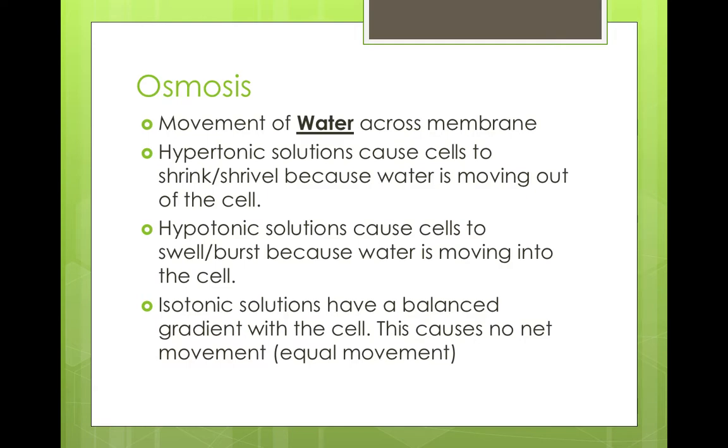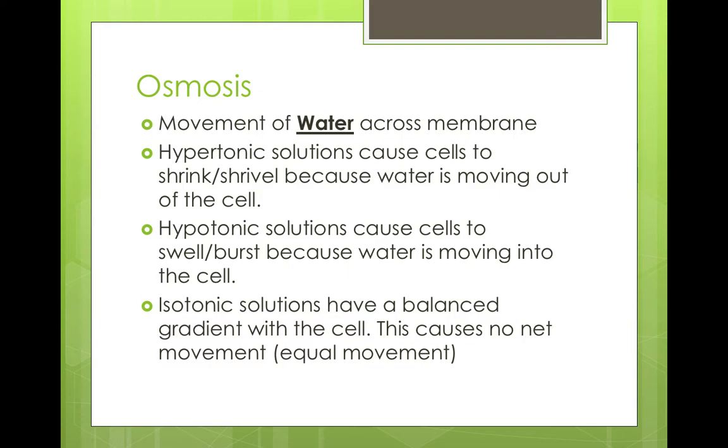And then lastly, we have an isotonic solution. This basically is whenever we put a cell into an isotonic solution, that means that it has a balanced gradient. Whenever we say gradient, that's whenever we're talking about the concentration gradient on day 1, where the rock was on top of the hill and it could roll freely down to the bottom. But imagine if there was no hill, it was just flat land, the rock isn't going to move at all because it's just nice and balanced. This causes no net movement.